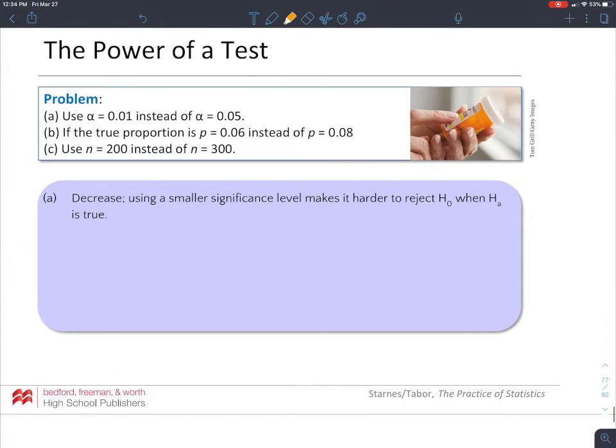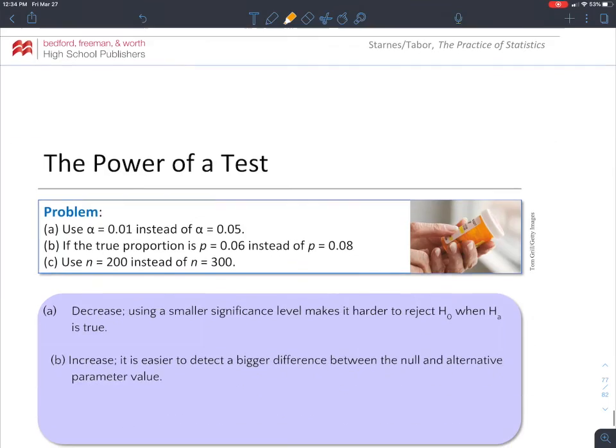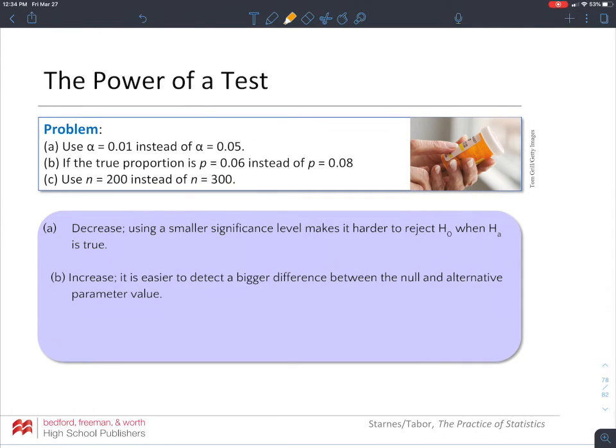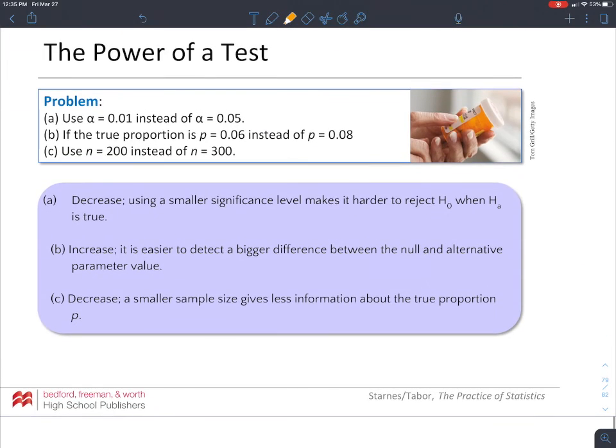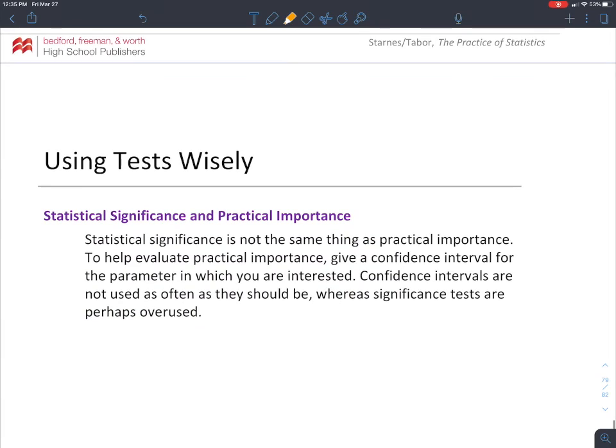Using alpha of 0.01 instead of 0.05 would decrease the power because using a smaller significance level would make it harder to reject. If the true proportion is 0.06 instead of 0.08, that would increase the power because 0.06 is further from 0.10 than 0.08 is. And then using 200 instead of 300 as our sample would also decrease the power. You want a larger sample in order to increase the power of a test.